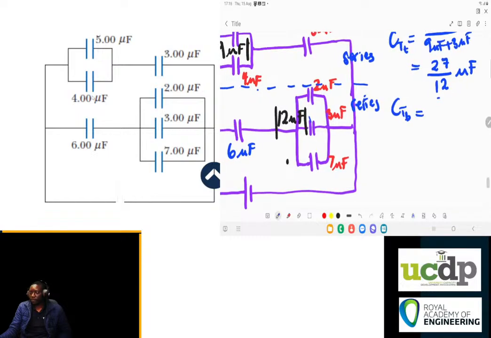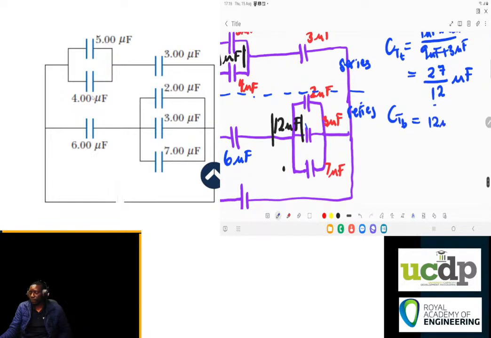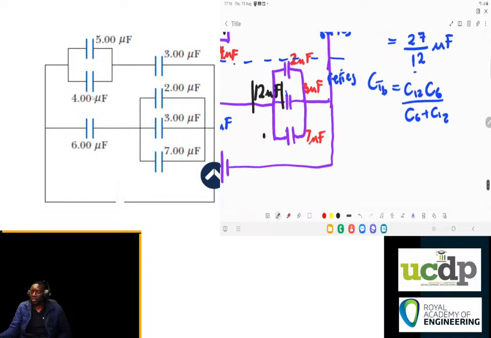You have a 12 capacitor and another one connected in 6. Yeah, it's 6 multiplied by 12, then divide by 6 plus 12. Yes, very good. You got it. So, which will give you 4.